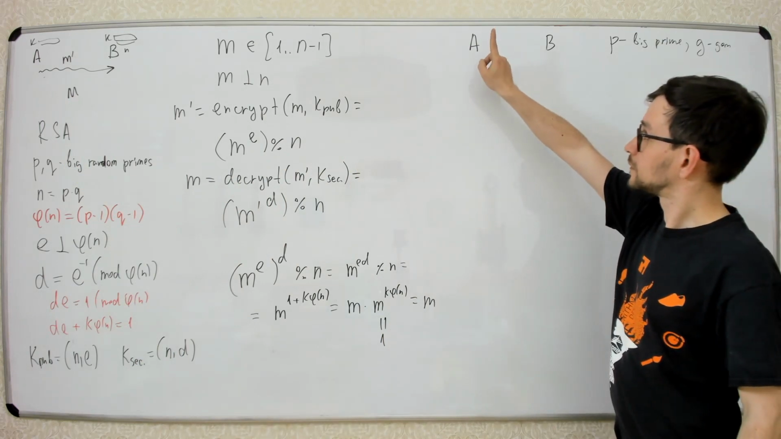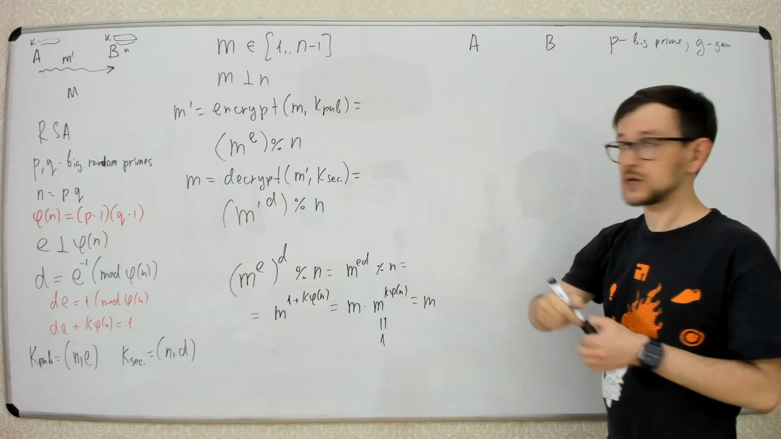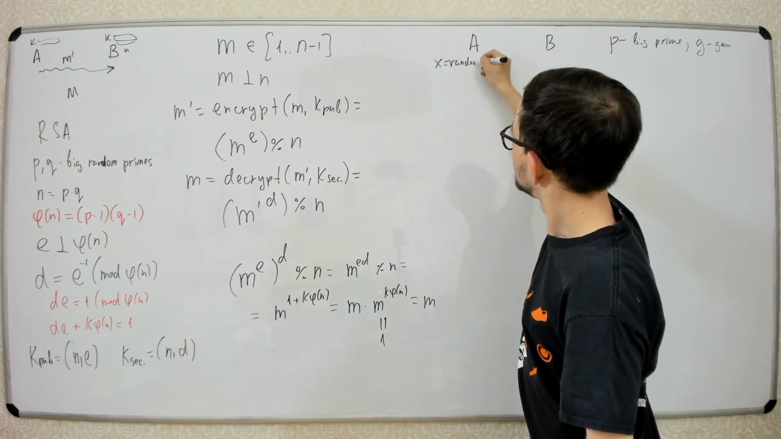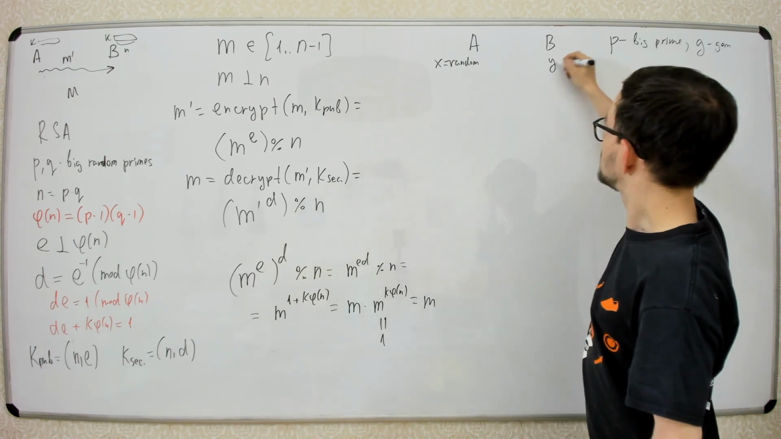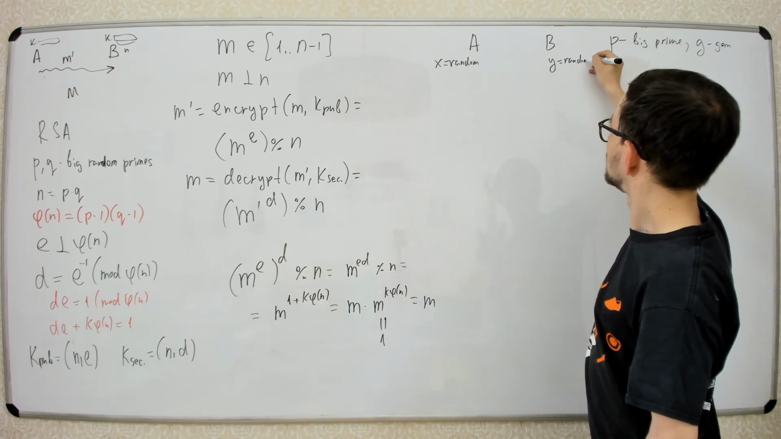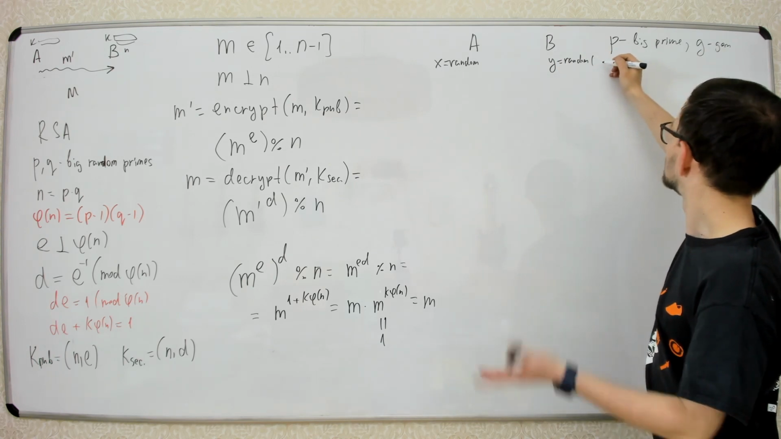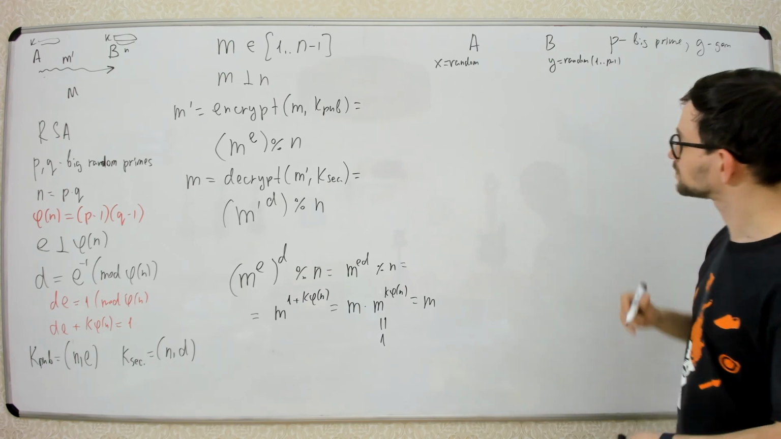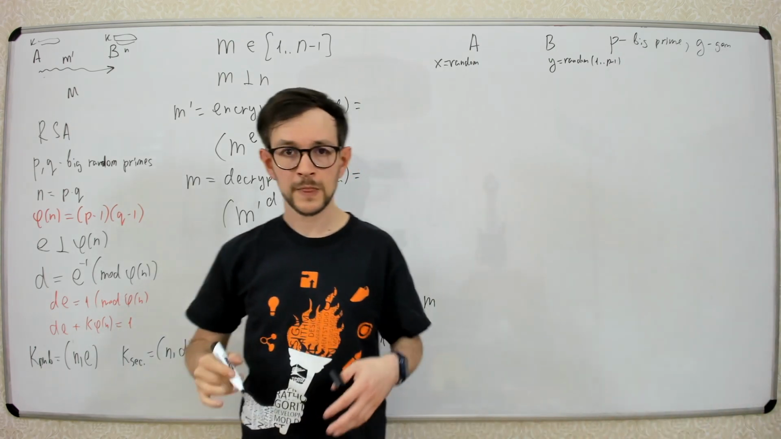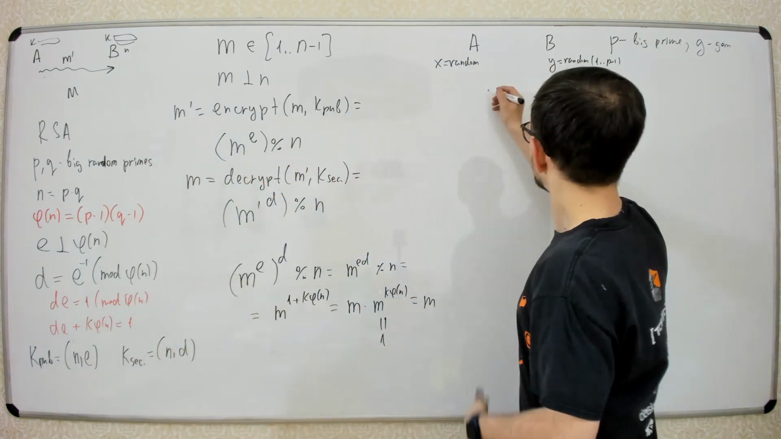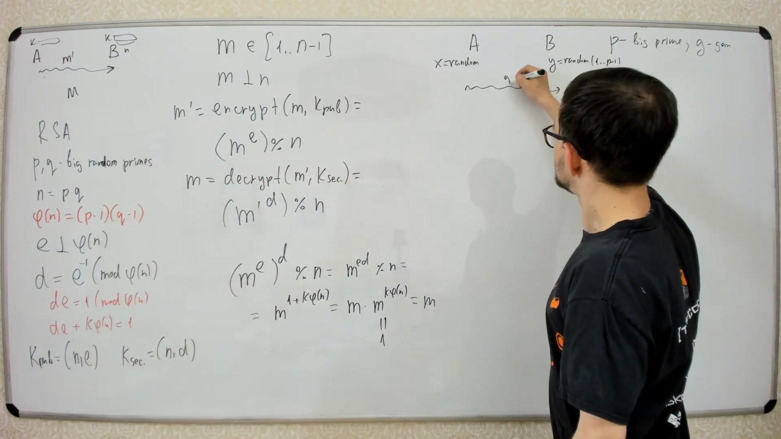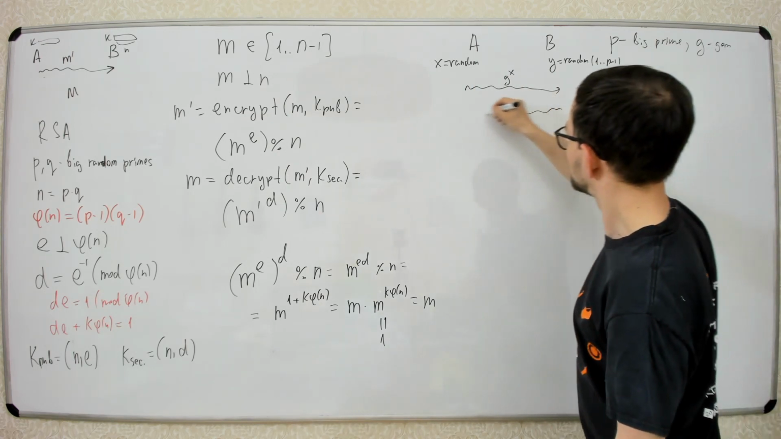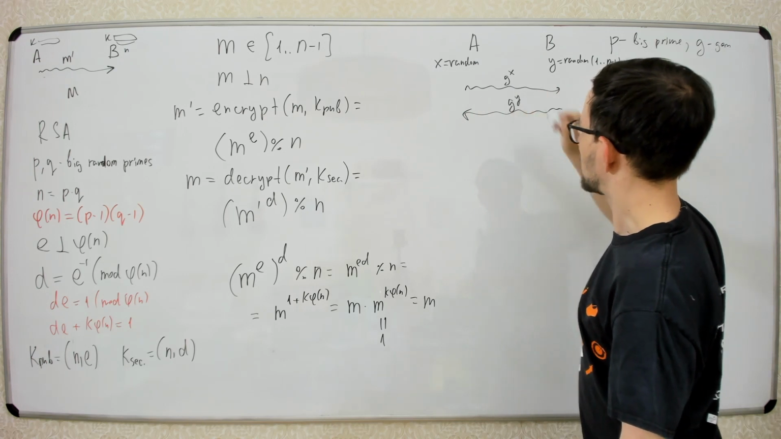Now what can we do? A generates some random number x, and B calculates another random number y, let's say from 1 to p minus 1. Now A calculates the number g power x and sends it to B. B calculates the number g in power y and sends it to A.